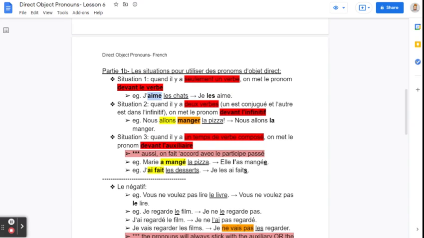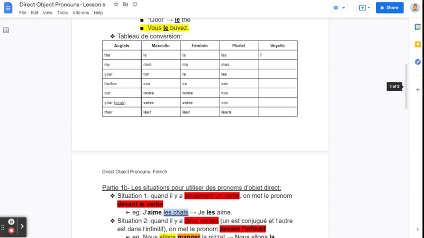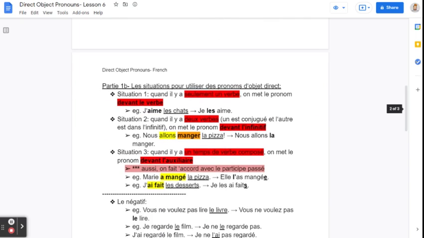And we're going to look at les chats. Well, it's plural, so it's going to be les. And then we're going to put les before the verb, which is aime. So it would become je les aime.